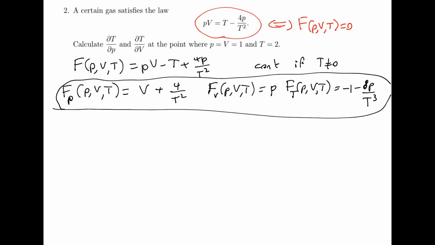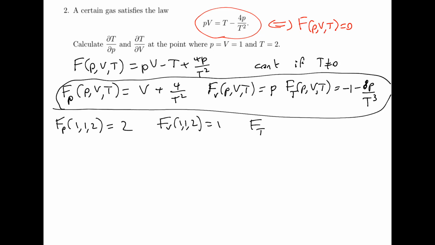So what else do we need? So we need the partial derivatives in the point. What is the point? So P and V is equal to 1 and T is equal to 2. Okay, so let's do this. V is 1, so we get 1 plus 4 over 4 is equal to 2. What's the partial derivative with respect to V in the point? That's equal to P, and P is equal to 1.